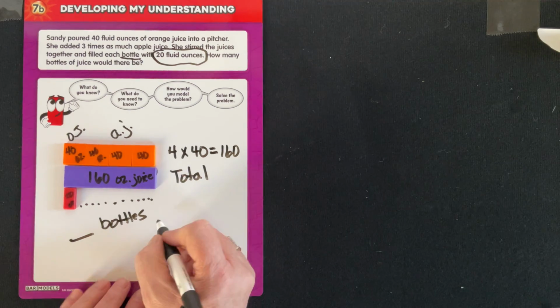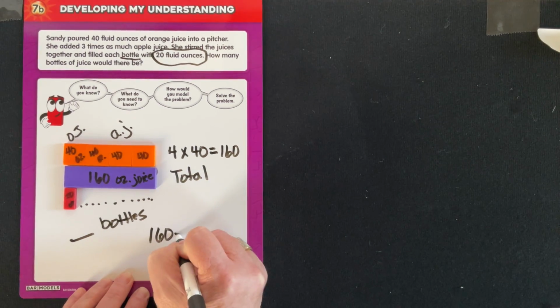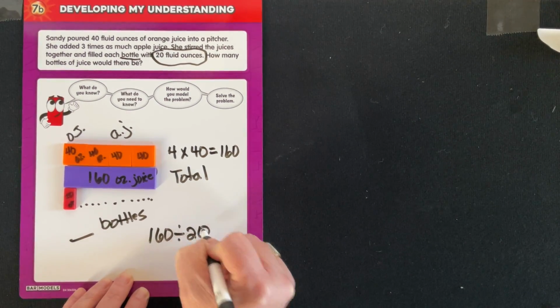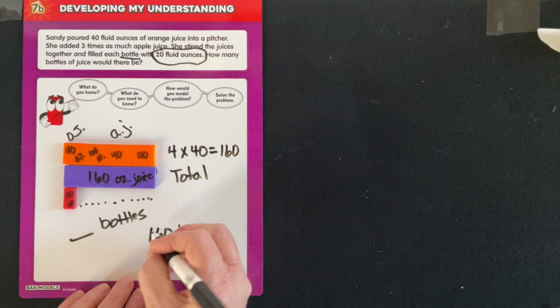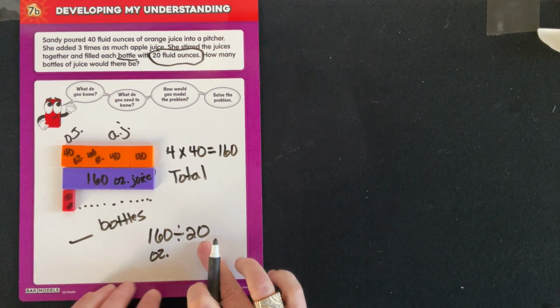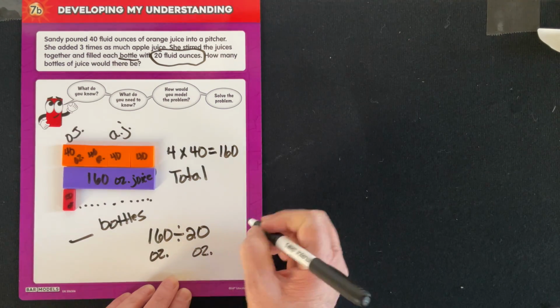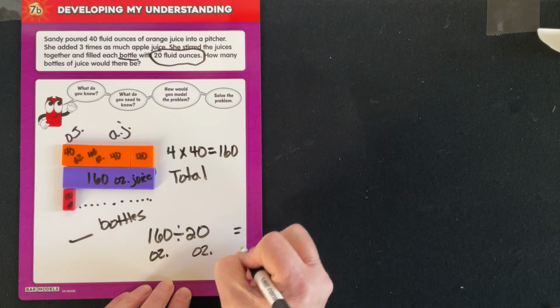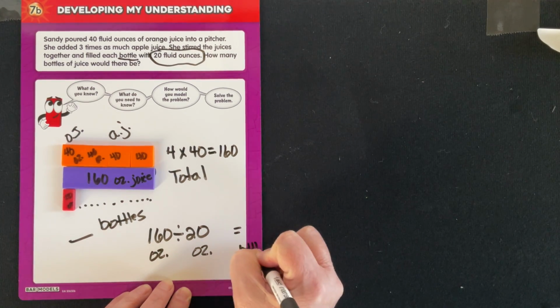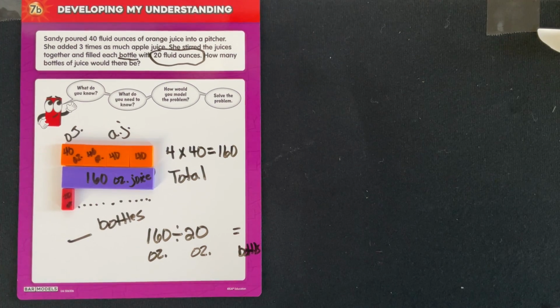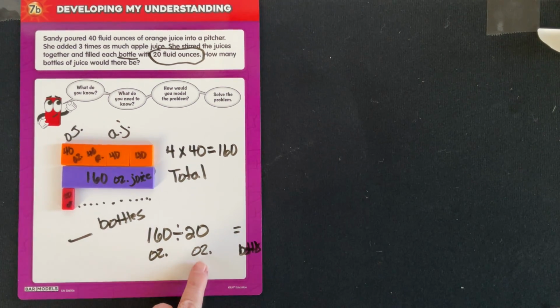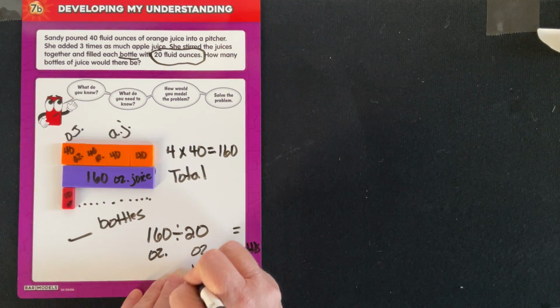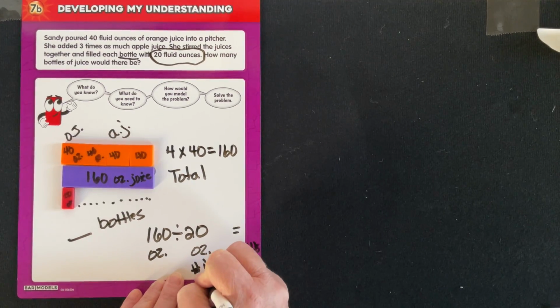So let's think about this. This is 160 divided by 20. The 160 is ounces. The 20 is ounces. And what are we going to end up with? Are we ending up with ounces? No, that's right. We're ending up with bottles. So what type of division problem is this? Is this partitive or is this measurement? That's right, it's measurement, because I know the number in each group.